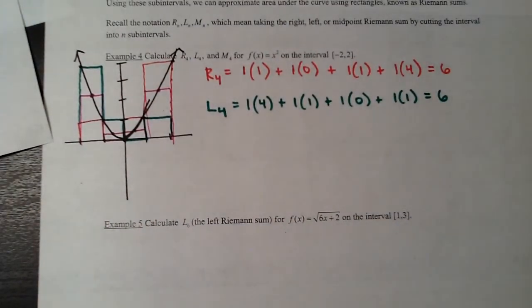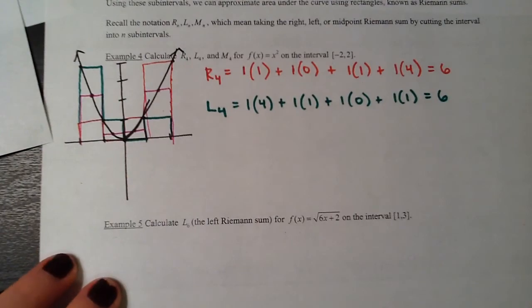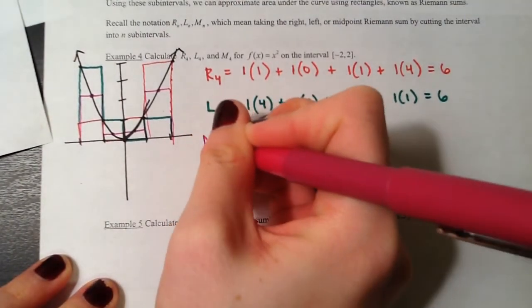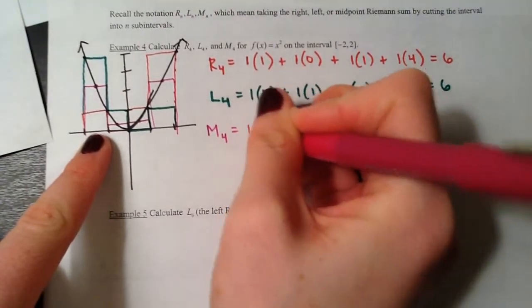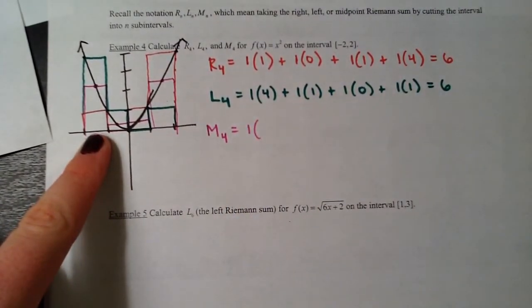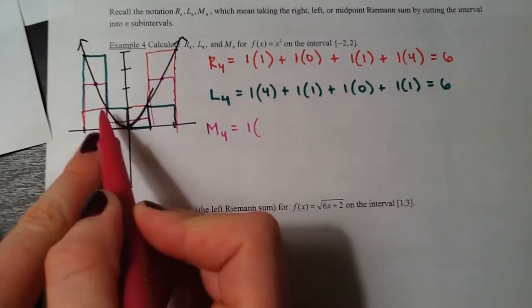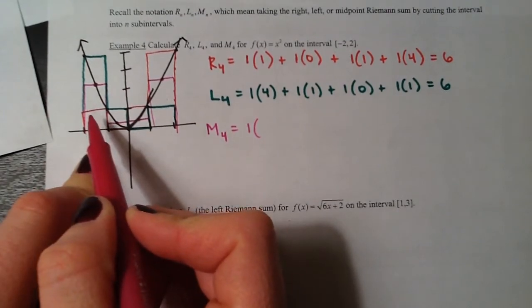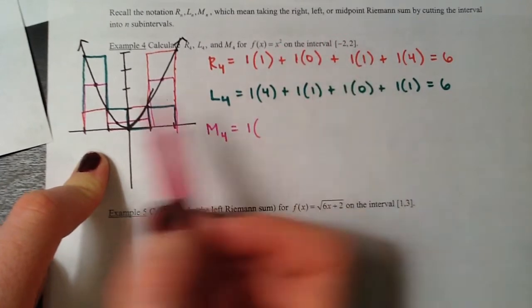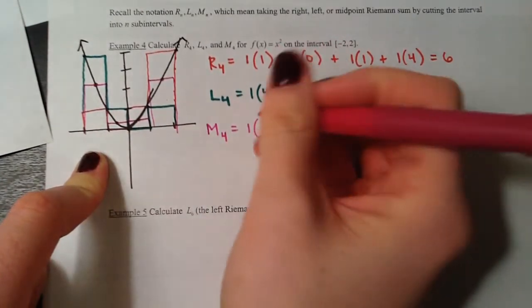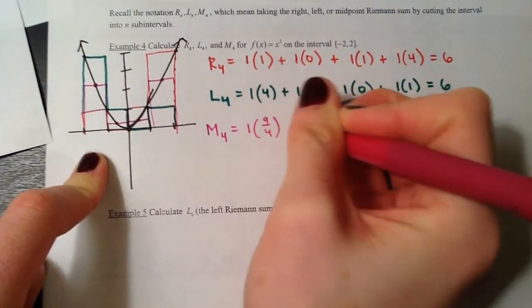Okay, so again, 4 rectangles. I know it's getting a little confusing with all those boxes, but the midpoint with 4 subintervals. For this first one right here, width of 1, they all have a width of 1 because we split it up into 4 equal subintervals. This one is the height at -1.5. So if we were to plug -1.5 in there and square it, this is -3/2. So if we square it, we get 9/4.